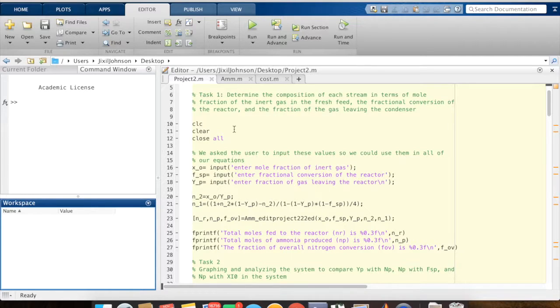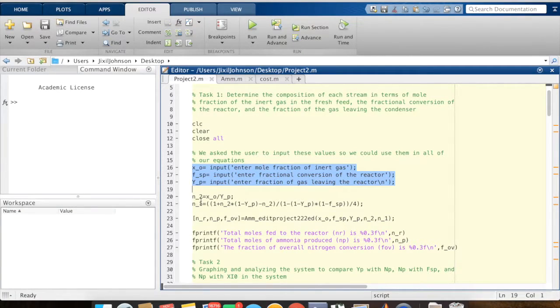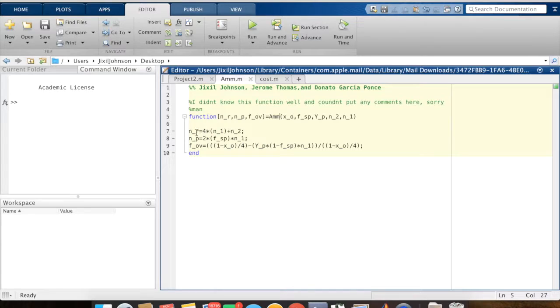The next thing we did was create a function with all the known inputs. We were given all these inputs, calculated n2 and n1, and called the function ammonia. We calculated NR, the total number of moles, using 4 times n1 plus n2, and NP is equal to 2 times FSP times n1. FOV is (1 minus x naught divided by 4 minus yp times (1 minus fsp) times n1), all divided by (1 minus x naught divided by 4).